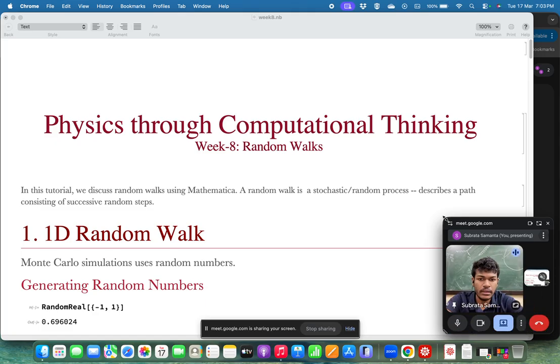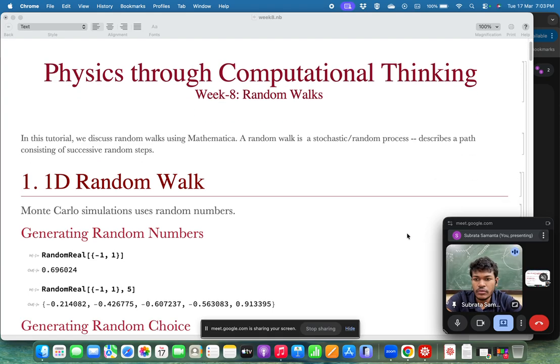What is a random walk? A random walk is a stochastic and random process which describes a path consisting of successive random steps. To describe the path, we accumulate the steps, so basically we perform a sum over all the steps. We will discuss this in detail in a minute.